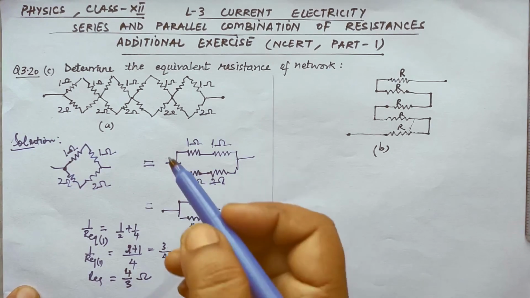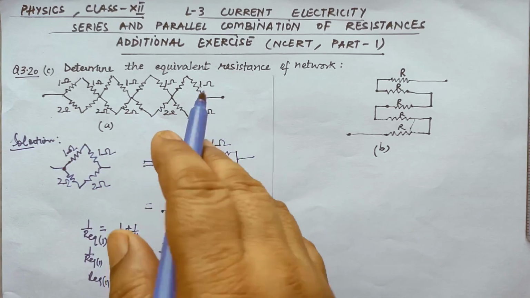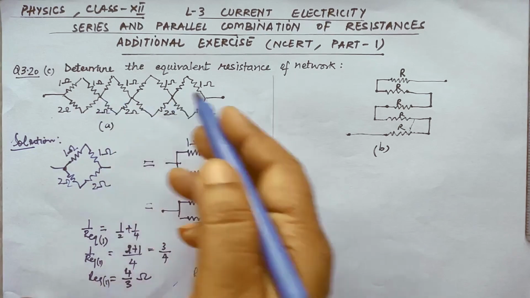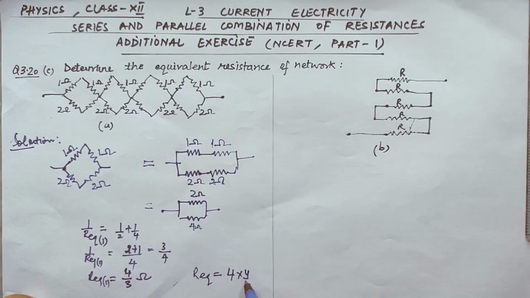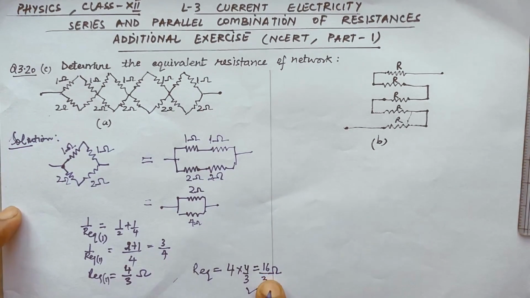Now we have 1, 2, 3, 4 such circuits in the given question. So let's find the resultant. This is R equivalent of 1. If we have 3, we will multiply it by 3. If we have 4, we multiply it by 4, and so on. So 4 into 4 by 3, that is 16 upon 3 ohms. So this is our answer to the question. This network has an equivalent resistance of 16 upon 3 ohms.